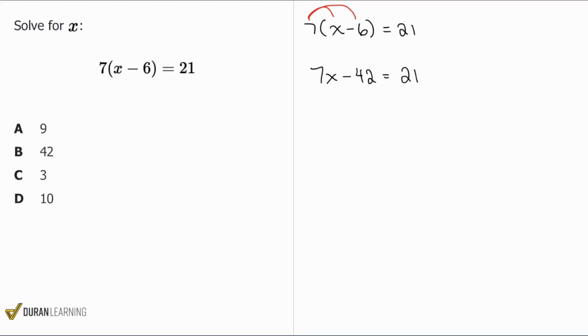Now that we're here, everybody, it looks slightly easier. But what we're going to do now is get rid of that minus 42. Everybody, what is the opposite of subtracting 42? Yeah, easy does it. The opposite is addition. We will add 42 to both sides. And once we do that, it cancels out on the left, leaves you with 7x equals 63 on the right.